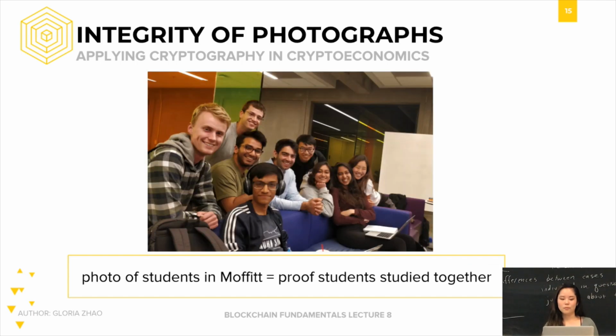All right. So in the simple midterm game design example that I use, we are relying on the integrity of photographs. Obviously, this is not a cryptographic technique, but because of the integrity of photographs, when we see a picture, we trust that it is depicting something that actually happened. We can say that a photo of students in Moffitt is proof that these students studied together. So we're relying on these rules to enforce that, yes, if we do this, then that is going to happen. These are assumptions that we're making.